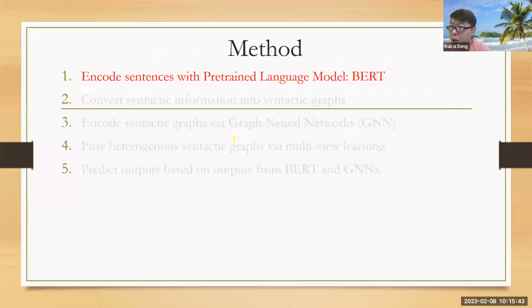It can basically be broken down into five steps. The first step is that we encode the sentence with the pre-trained language model BERT.